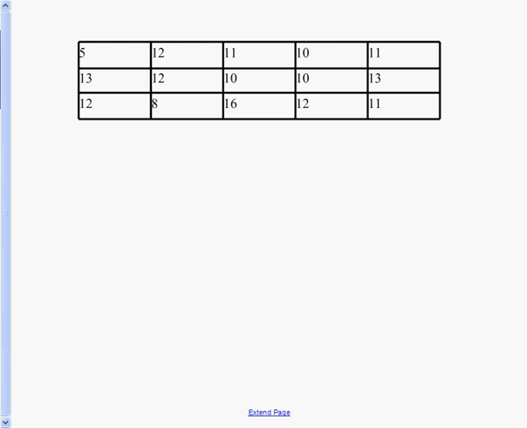So we're going to show you a line plot right here. We have a table up top, and we've got points. We want to look at our data first before we start doing the line plot. We've got 5, 12, 11, 10, 11, 13, 12, 10. Just looking at it again now, 12, 8, 16. So I see a high of 16 so far, and I see a low of 5. So I'm going to want to have my lowest point be right around 5.